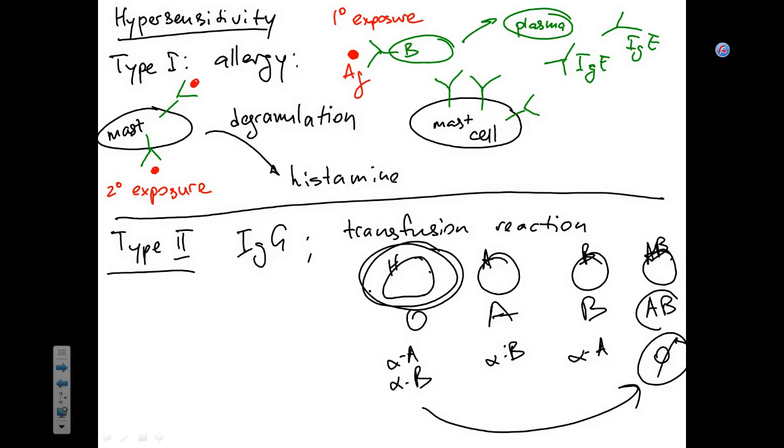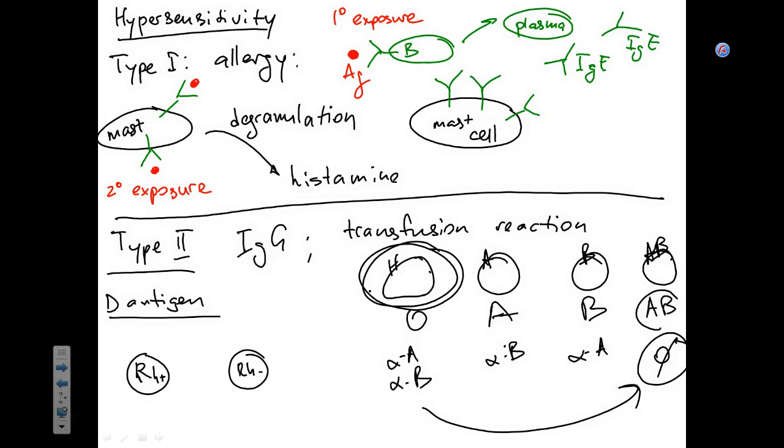So based on that, what is the universal donor? O. What is the universal recipient? AB. Okay. We're getting there. It's not the only antigen that can be found, right? There's a D antigen, which is often called the rhesus factor. Some people are rhesus positive. Some people are rhesus negative.